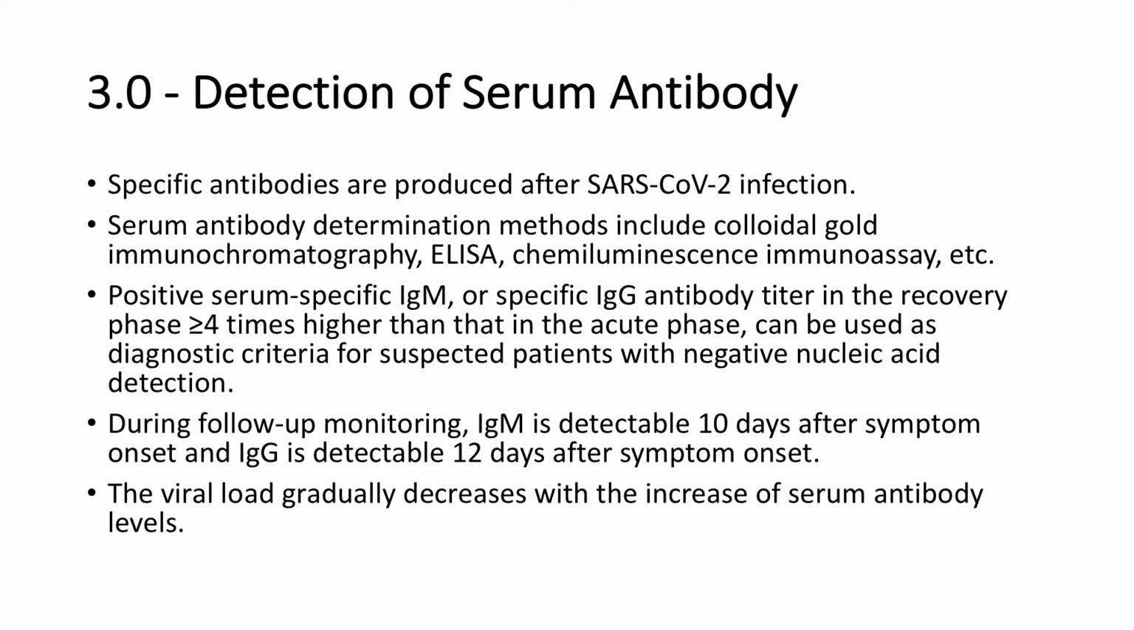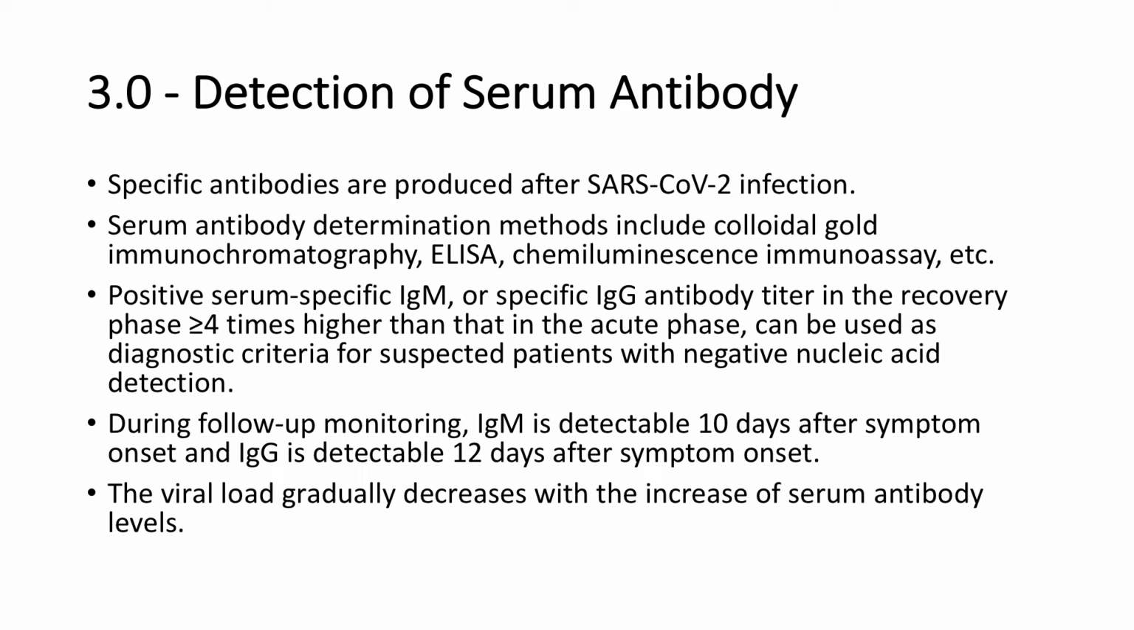3.0 Detection of serum antibody. Specific antibodies are produced after SARS-CoV-2 infection. Serum antibody determination methods include colloidal gold immunochromatography, ELISA, chemiluminescence immunoassay, etc.